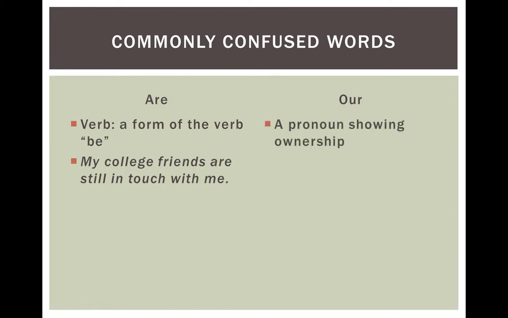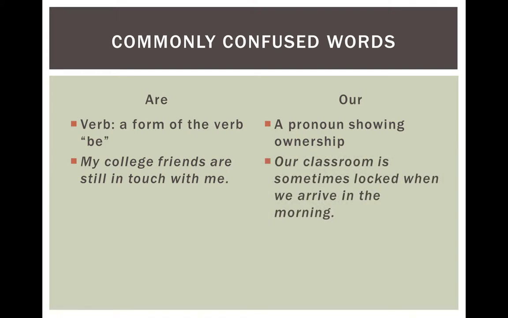The other "our," an "our" with an O, is a pronoun demonstrating ownership, a possessive pronoun. We use it to indicate who something belongs to. For example, "our classroom is sometimes locked when we arrive in the morning." The "our"'s entire job in this sentence is to indicate whose classroom we're talking about. Is it yours? Is it mine? Is it theirs? No, it's our classroom. And that's its whole job in the sentence.